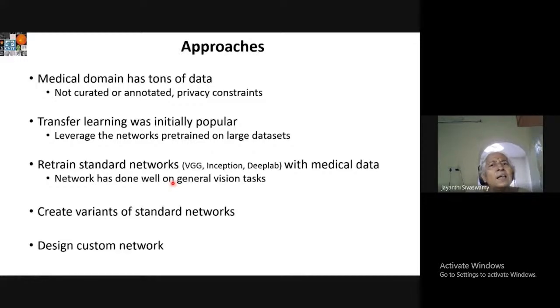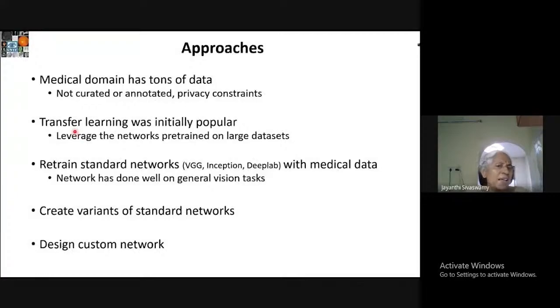So you can see, if you want to do deep learning as a new student, you should start with transfer learning because this is the easiest thing to do. Next, you can try retraining or make small improvements. Finally, if you've mastered all this and have understood what works, what doesn't work, how the network is performing, then you design your own custom network. So this is the order in which I would recommend any beginner should do deep learning with medical images.